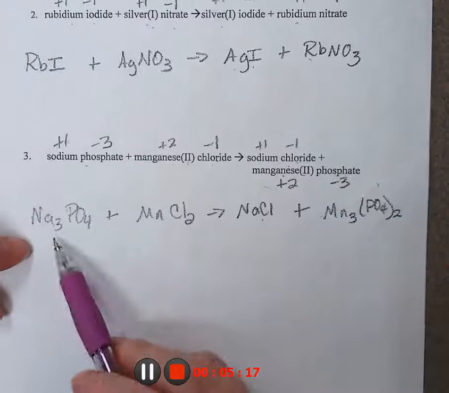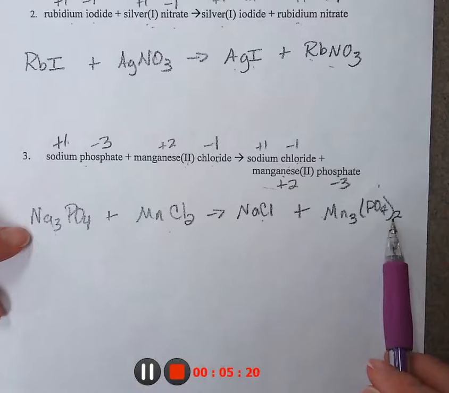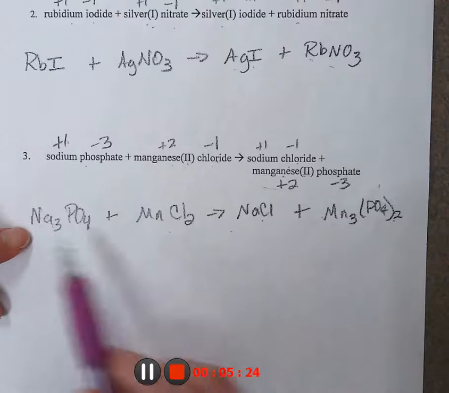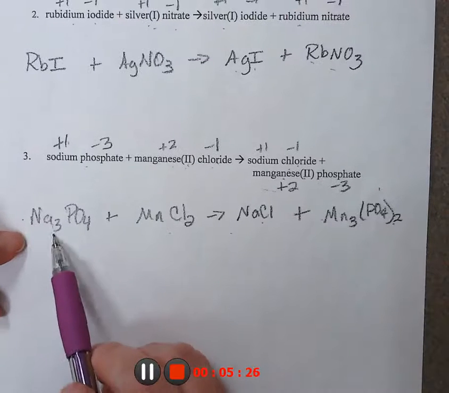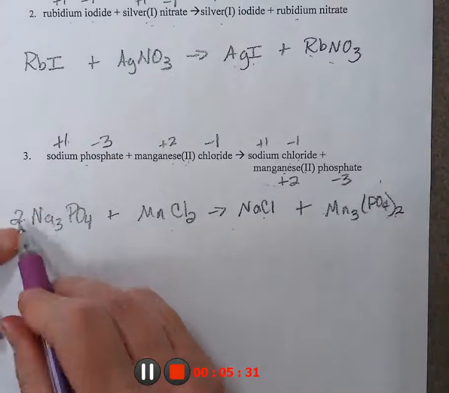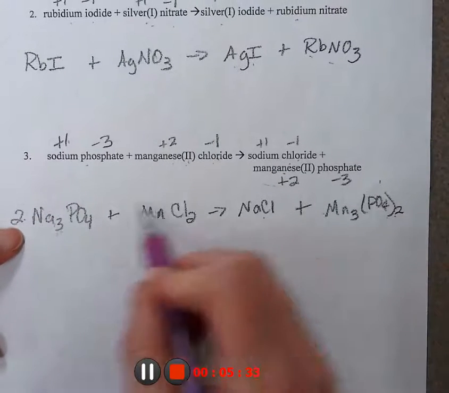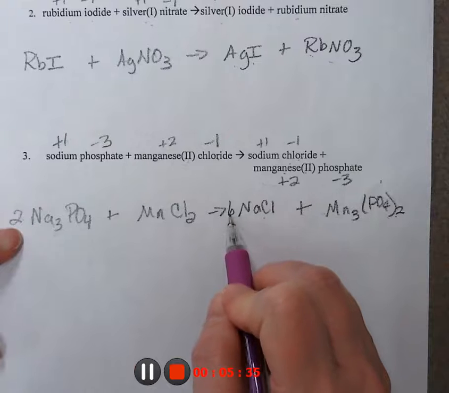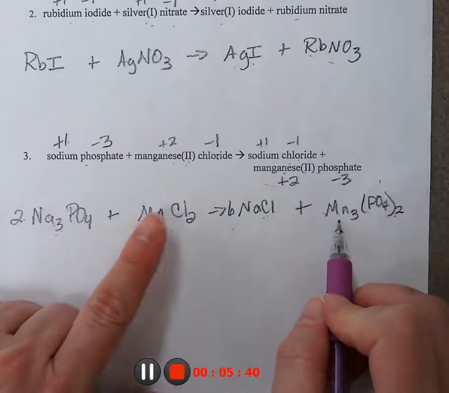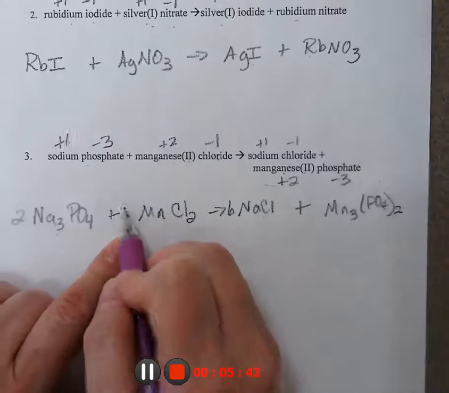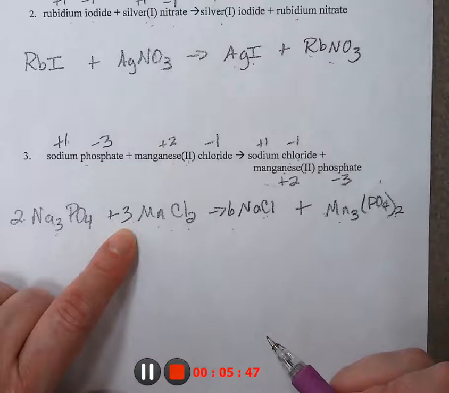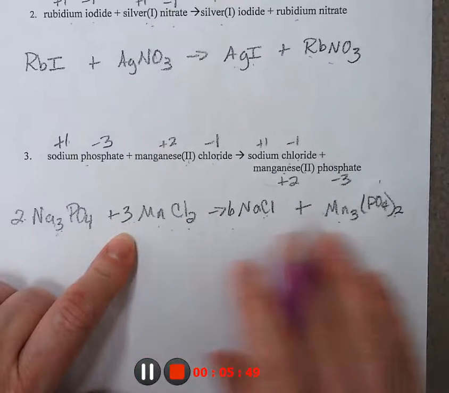So I need 2 phosphates and 3 sodiums. But if I put a 2 here, I'm going to end up with 6 sodiums. So let's do that. So that does balance my phosphates, but unbalances my sodiums. So I'm going to need a 6 here. Since I have 6 here, I still need 3 manganese and 6 chlorines. So I can put a 3 here, and now I have 3 manganese and 6 chlorines, and we have a balanced equation. And that's probably as hard as they get.